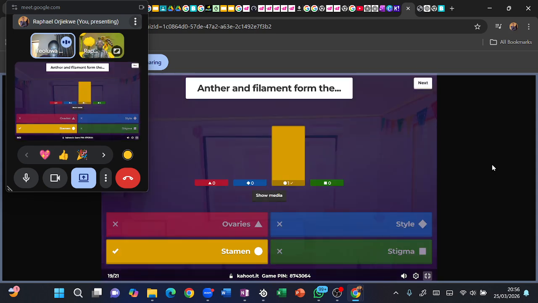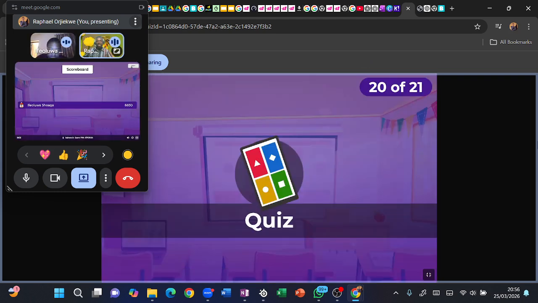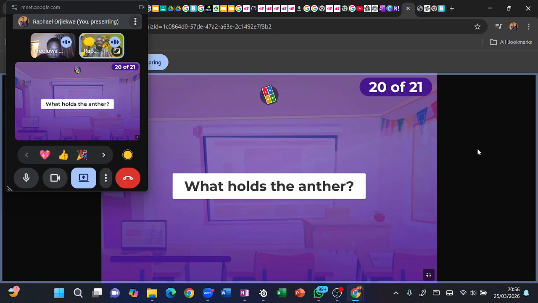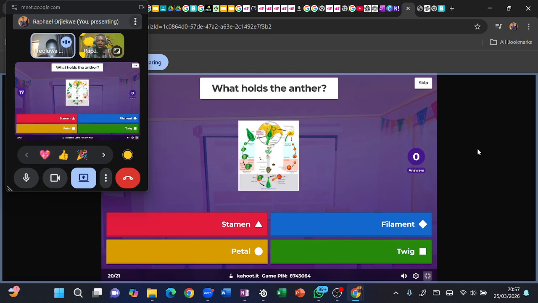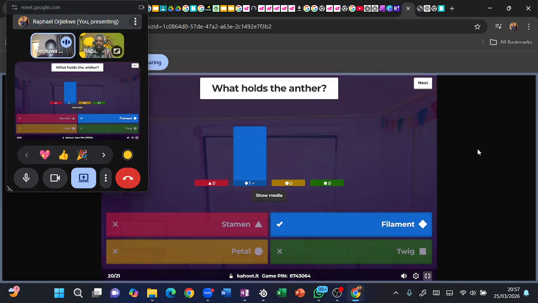The stamen. Well done. That is impressive. You're able to remember that this time. What holds the anther? The filaments. Well done.